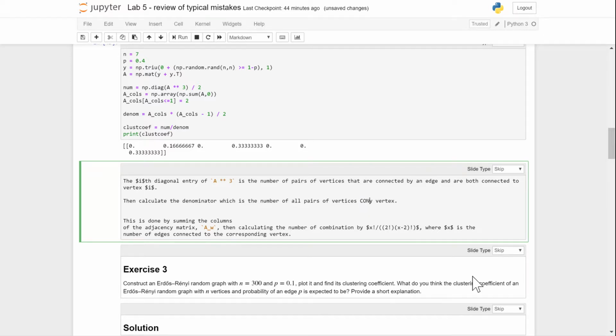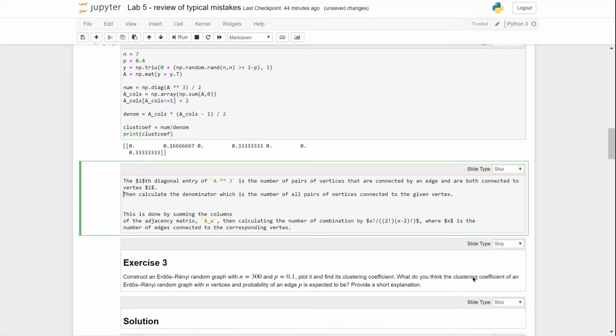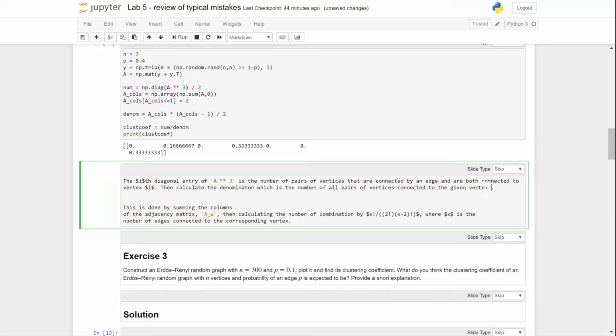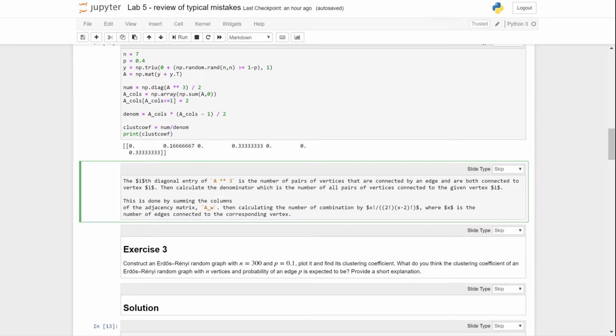connected to the given vertex. Well, let's just reuse the i, because we are denoting it by i. Now it's not Shakespeare-level English, but at least it is understandable. Okay. This is done by summing the columns of the adjacency matrix. Well, we have renamed it to A.